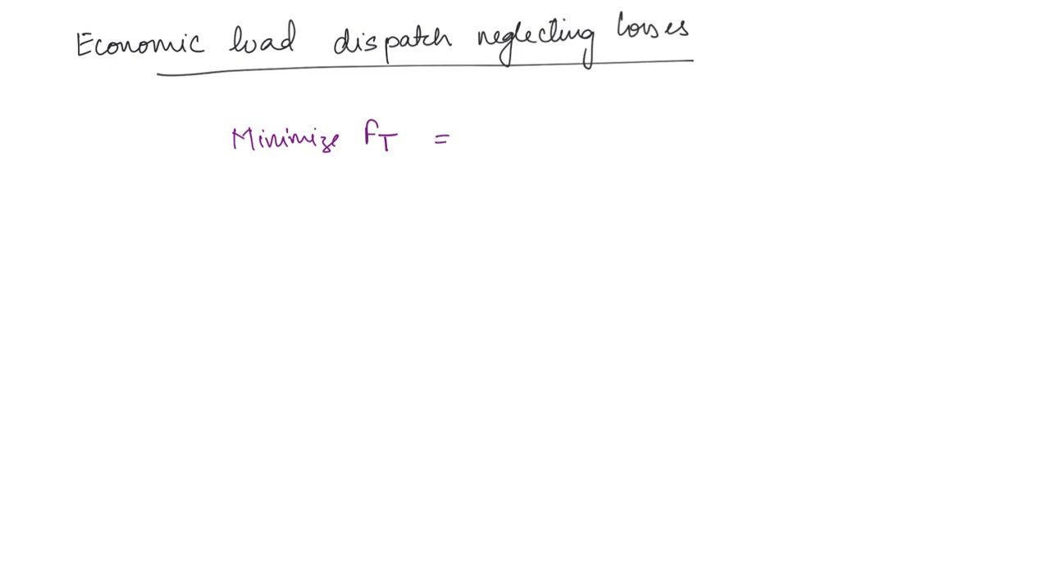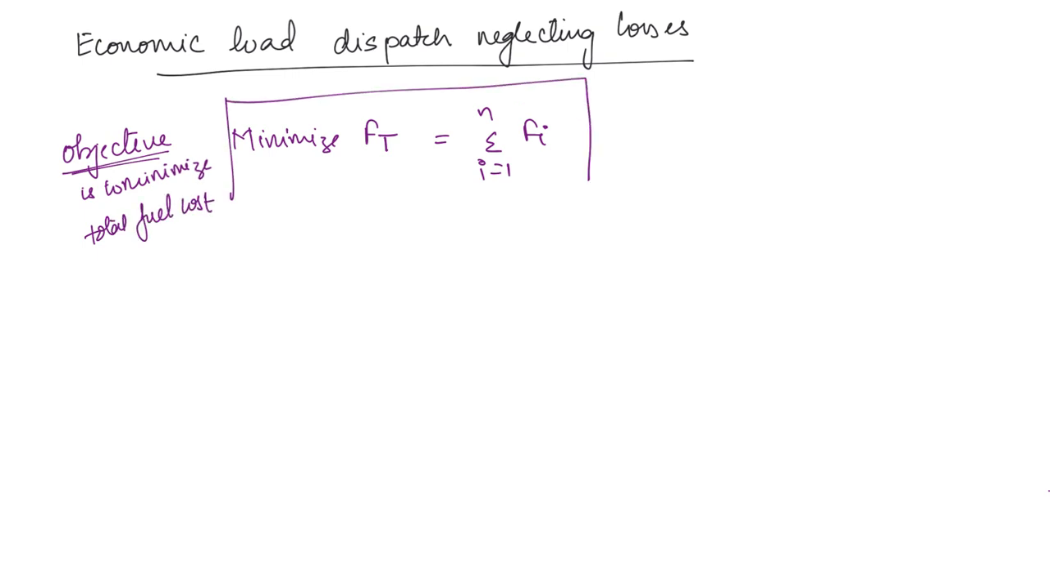So this is given by the summation, i equal to 1 to n, of Fi. That means simply it is the fuel cost of each individual plant. So this is the objective. We call this the objective: to minimize total fuel cost.